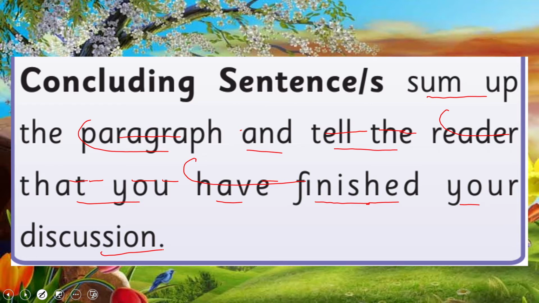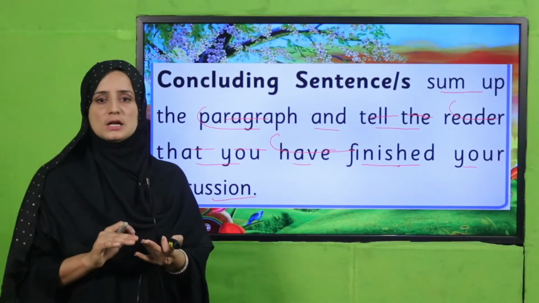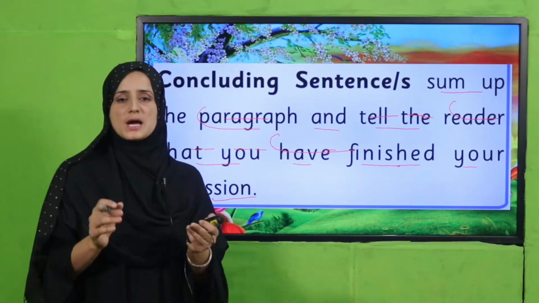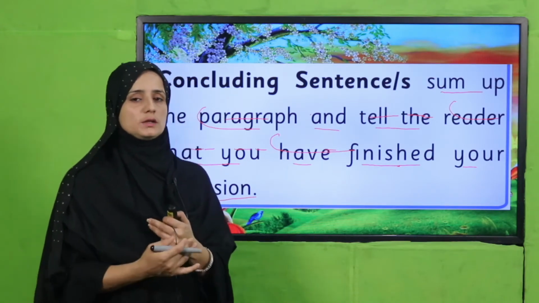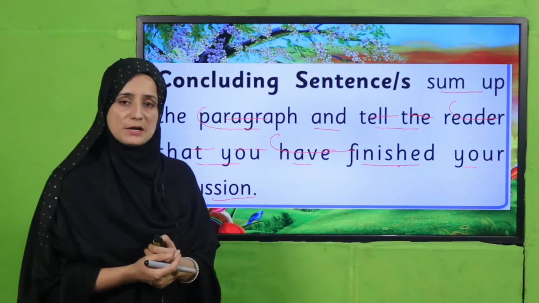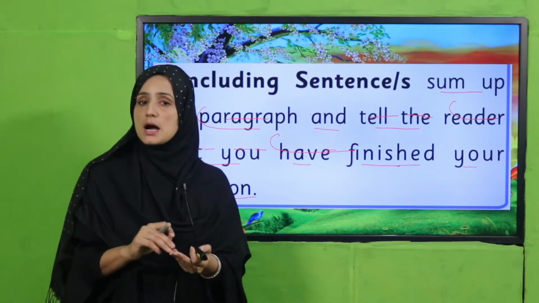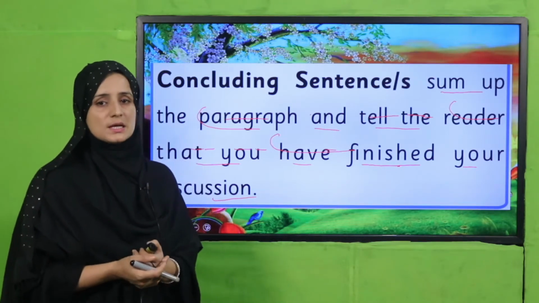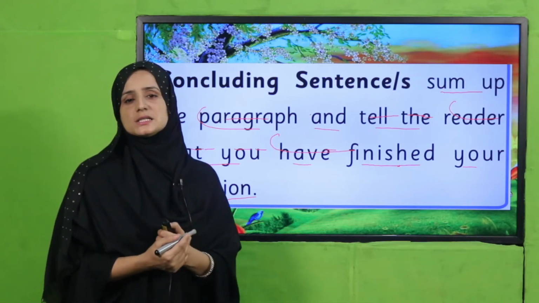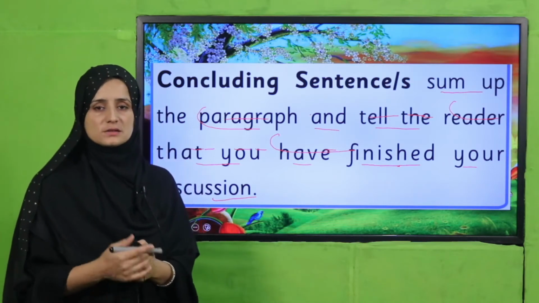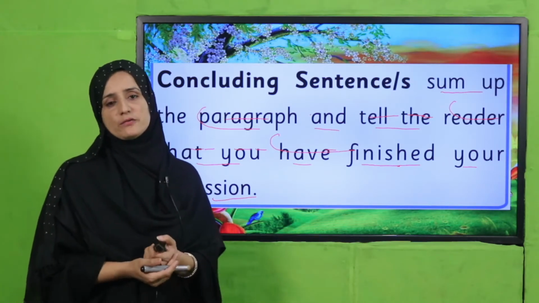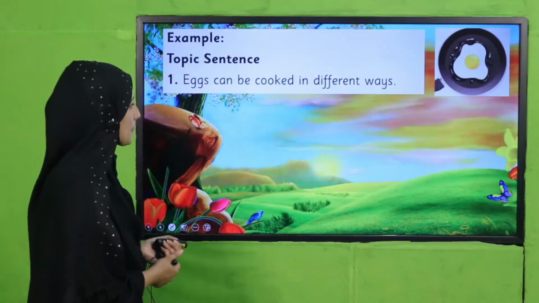There are 3 parts in a paragraph: topic sentence, supporting details, and concluding sentence. The topic sentence comprises 1 or 2 sentences, and supporting details give further information about the paragraph in the shape of facts, arguments, and other examples. And the concluding sentence will summarize the whole paragraph, telling that what we have discussed is finished now.